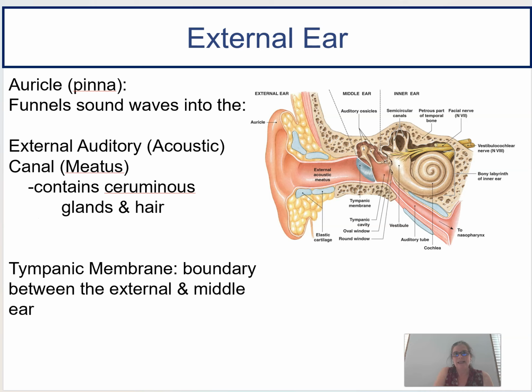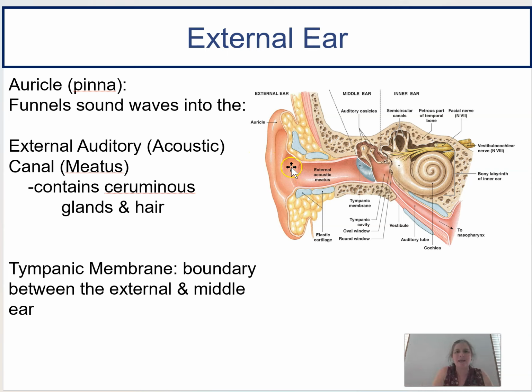So when we look at the external ear, you have your auricle, or your pinna. That's your ear, and it's just a funnel. So that's why if you can't hear, you put your hand around your ear, or you might see the old days they had that cone-shaped thing. It really works. You can try it. It's just funneling the sound waves.